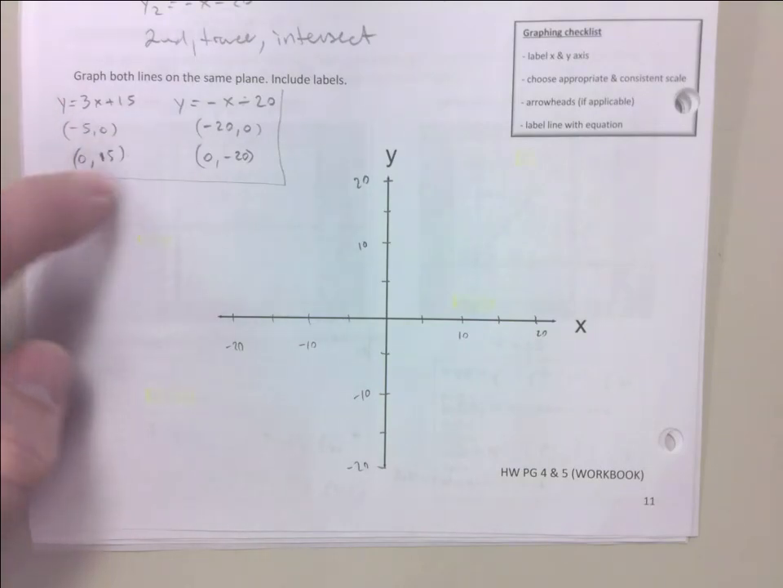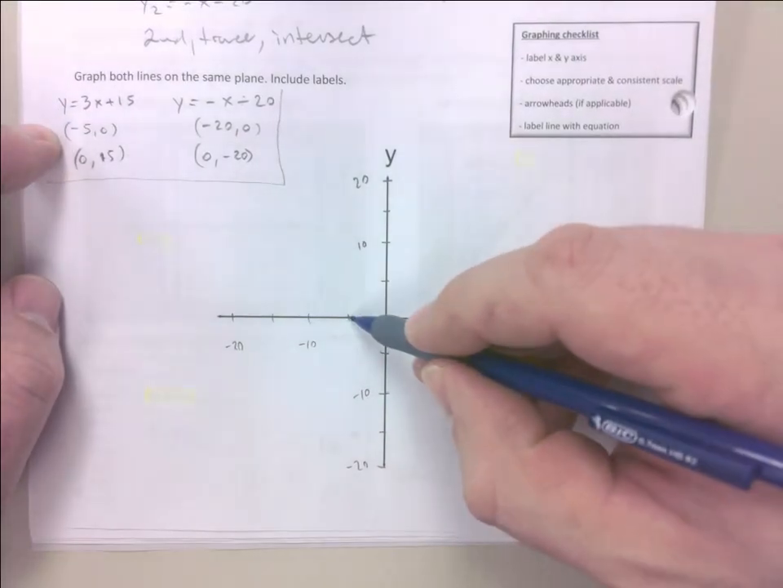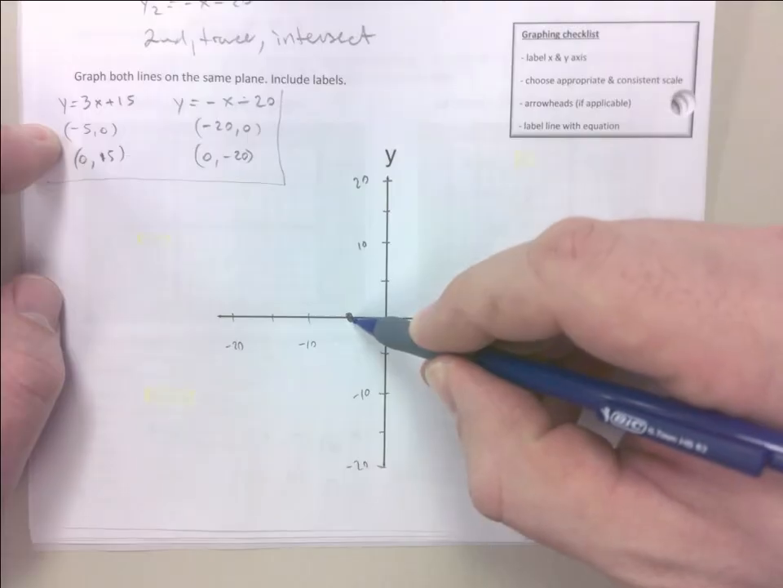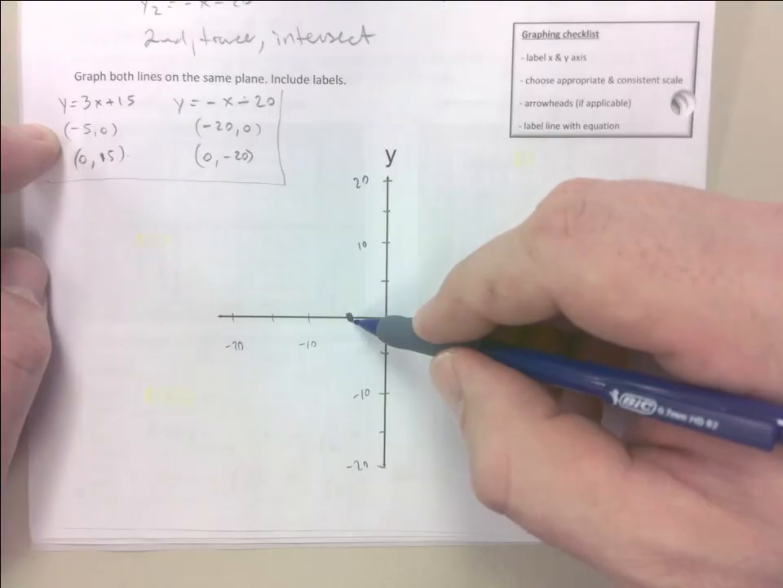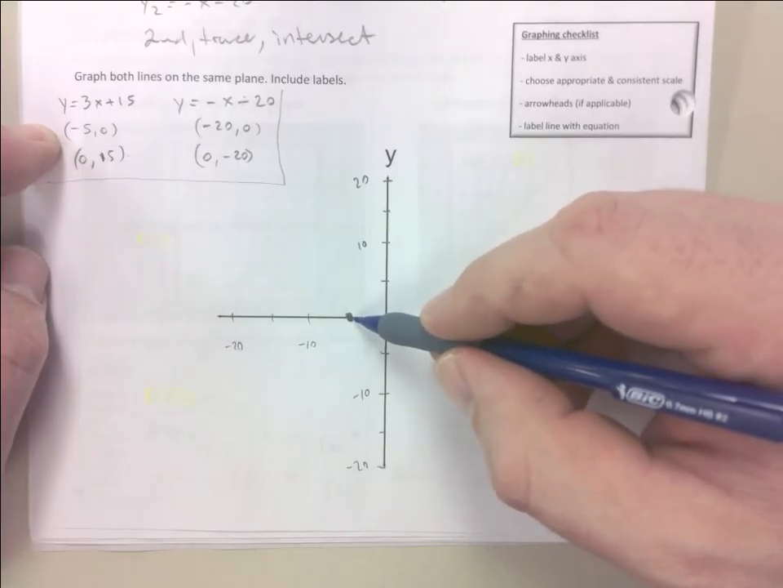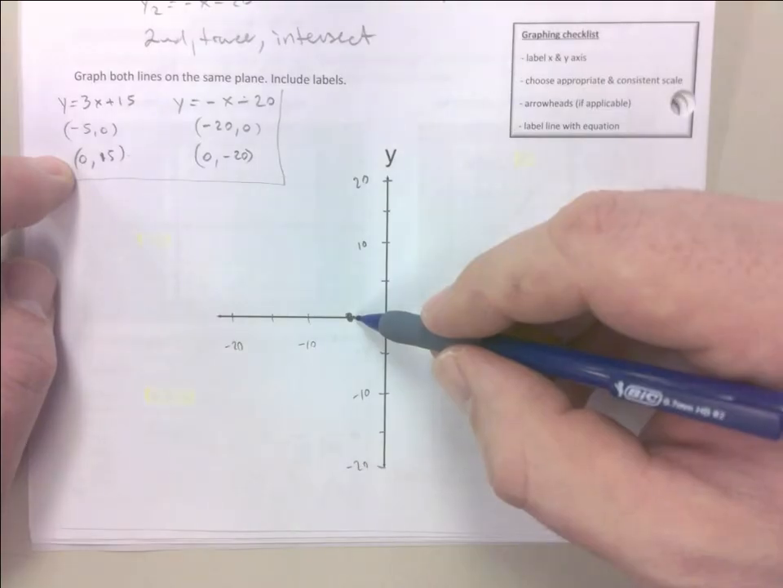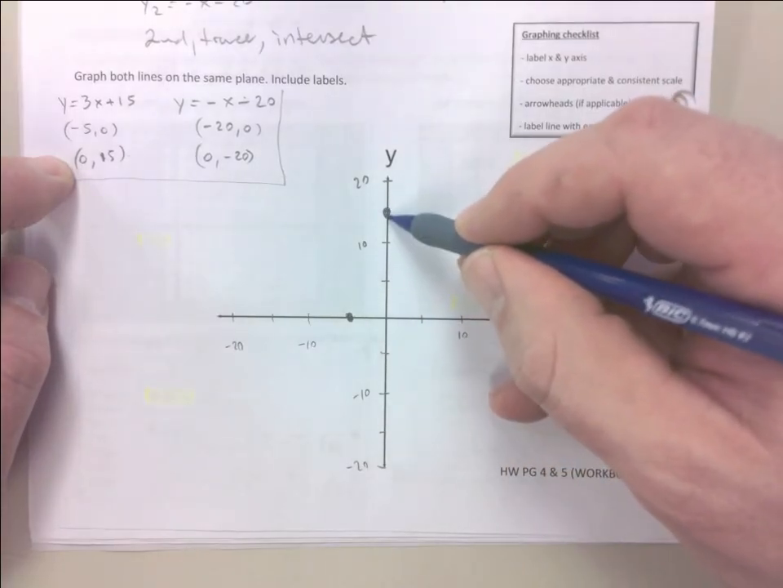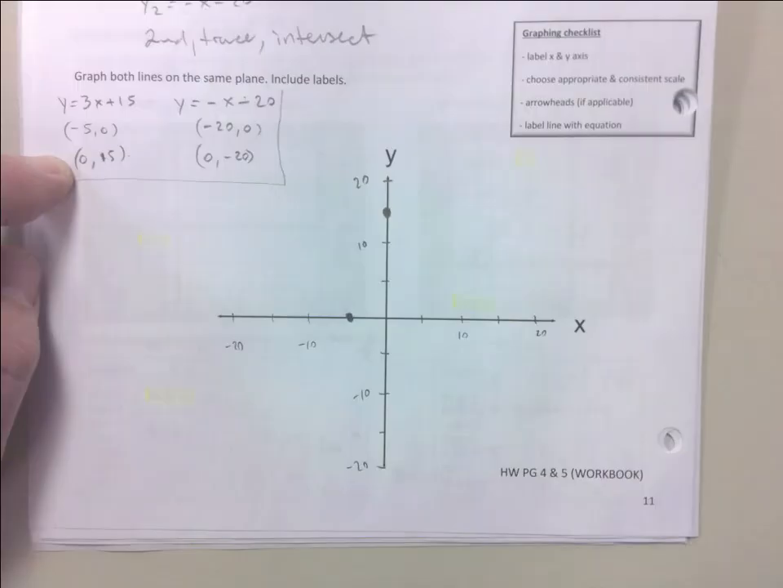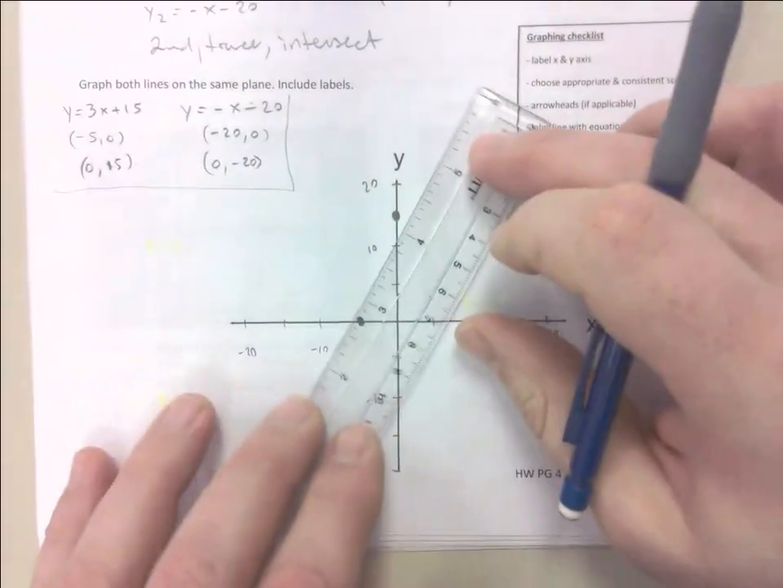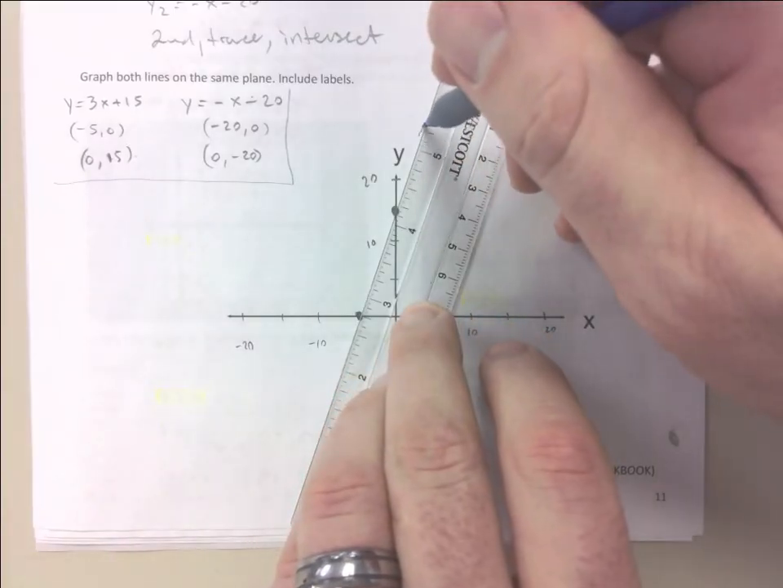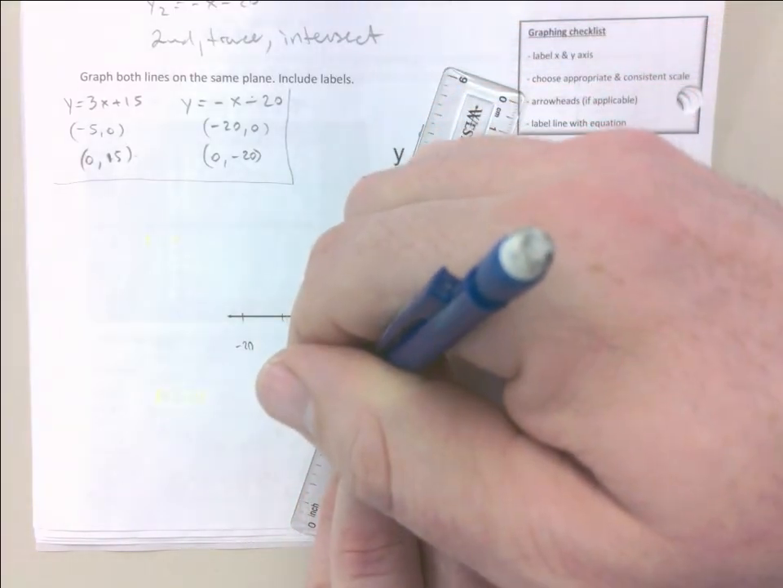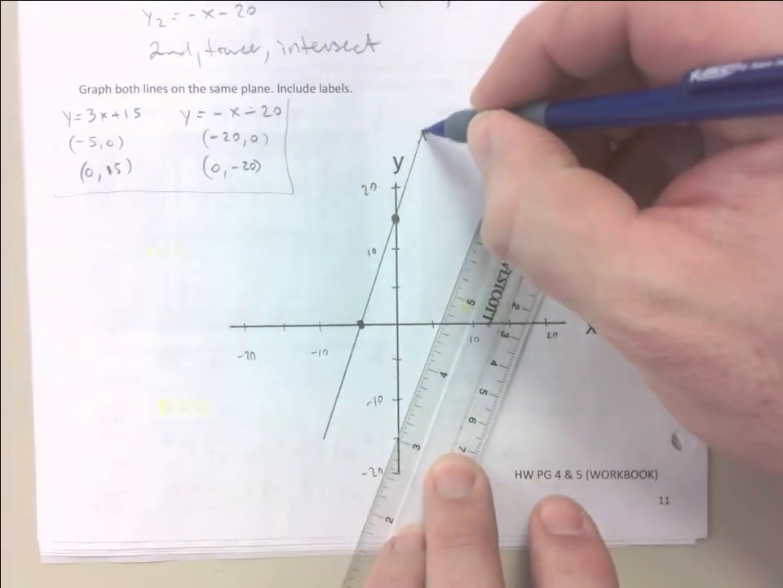So let's graph this first line here, negative 5, 0. And remember, these could be decimals. In fact, they will be decimals quite often. Just put it close enough. 0, 15 is right here. And then you graph it. I would graph that line right away so you know that those two represent that line right there.